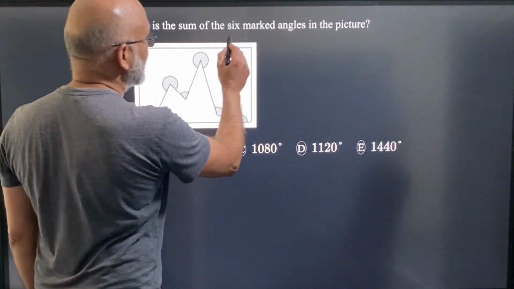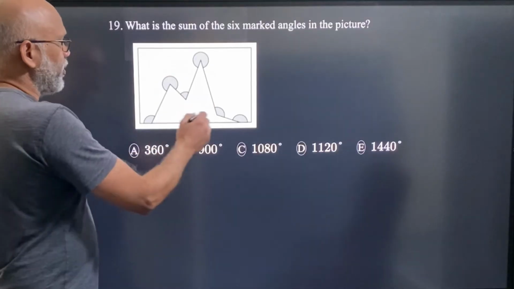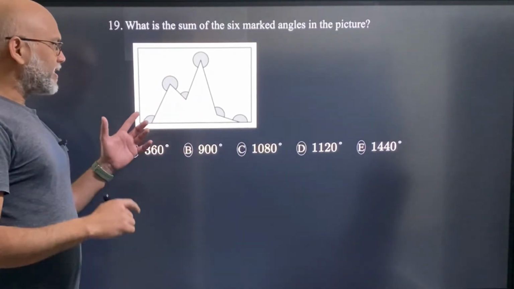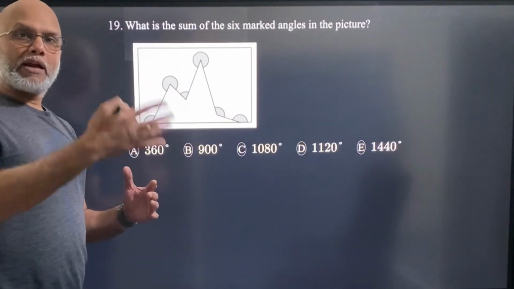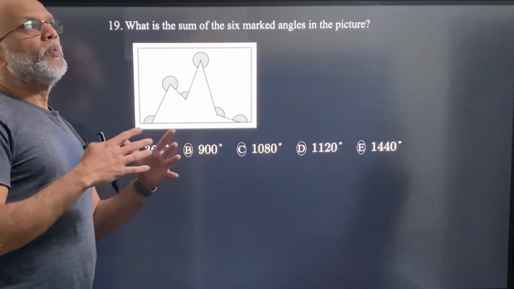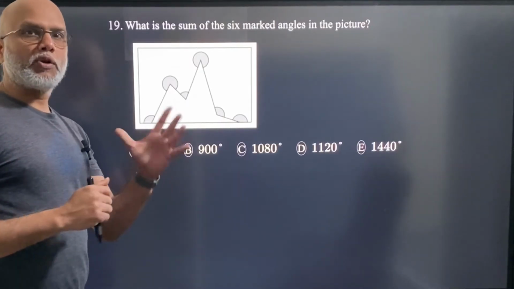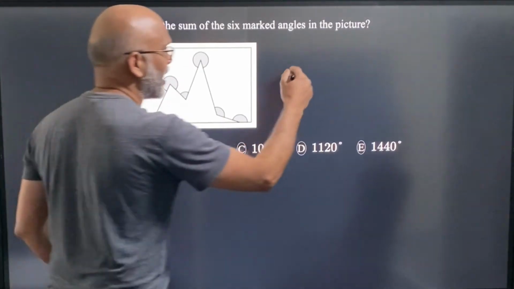What is the sum of 6 marked angles in the picture? All right. So this is actually an easy problem if you realize that these marked angles are the interior angles of a polygon. And if you know the formula for the sum of interior angles of a polygon. But if you don't know the formula, no worries. I'll quickly derive it here.